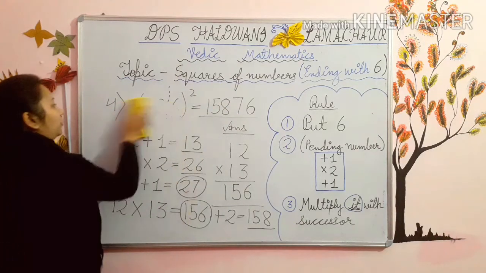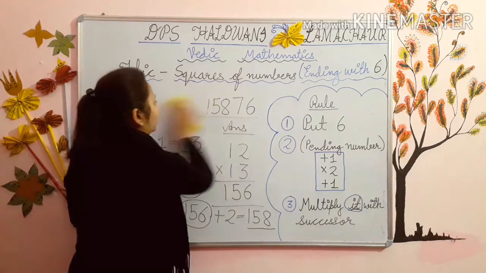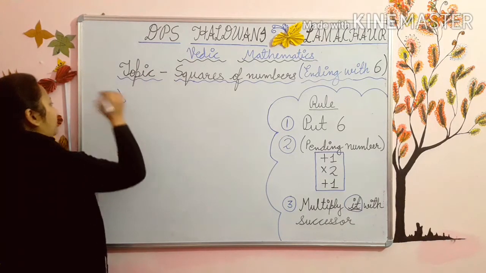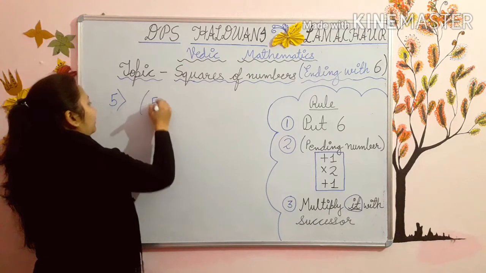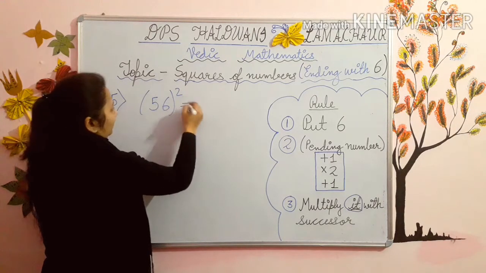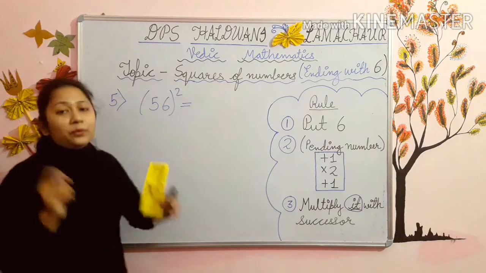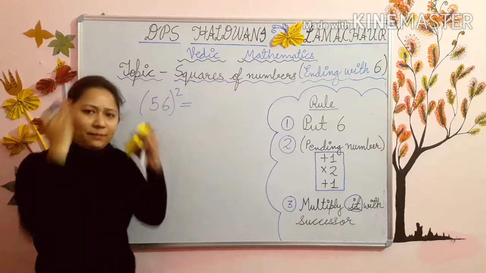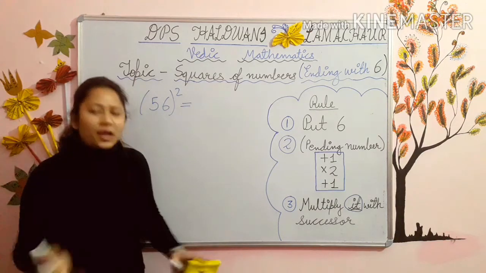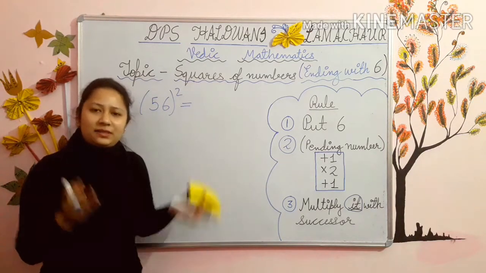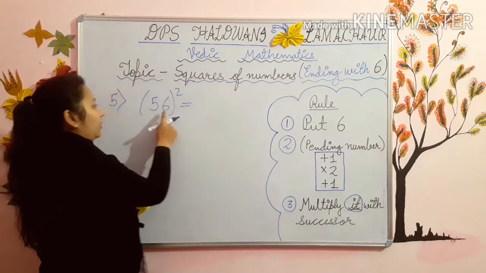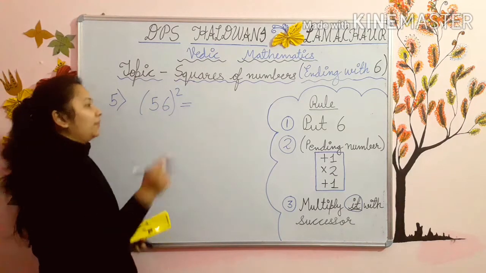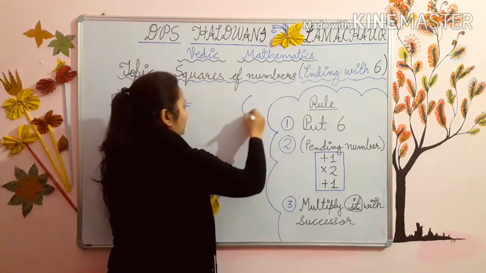Now kids, we will move to the last sum, and that sum we will do orally. Yes. Now your last sum, which is fifth sum. 56 square. Now kids, don't put line. Yes, don't put line here for dividing. Just keep it in your mind that you have to remove 6, and whatever the number you get after 6 is your pending number. Now 6 we have removed. Now what is your pending number? 5.